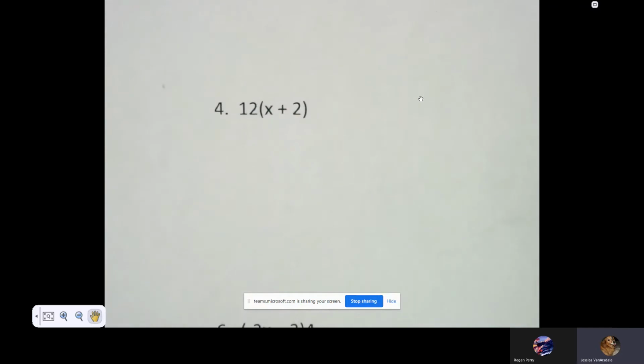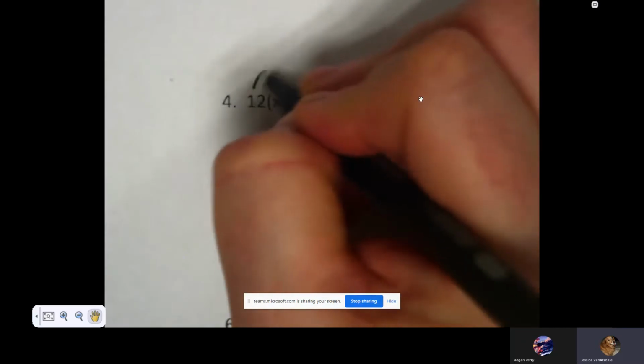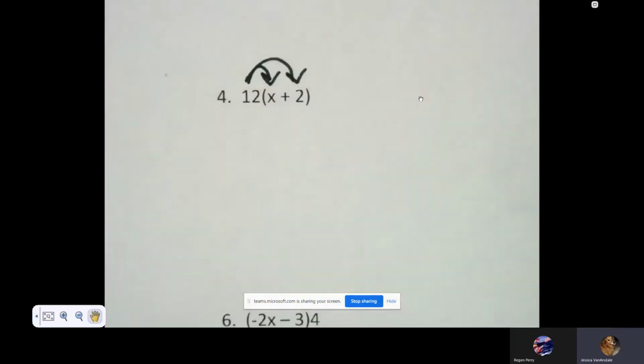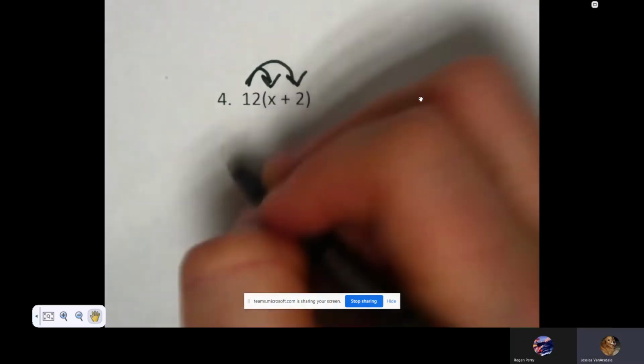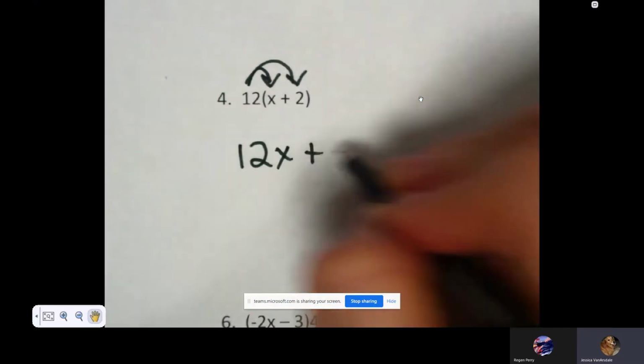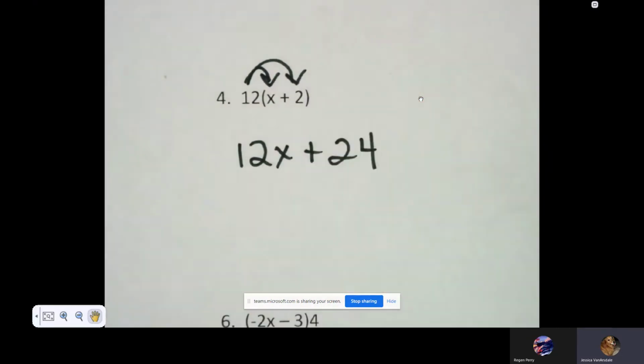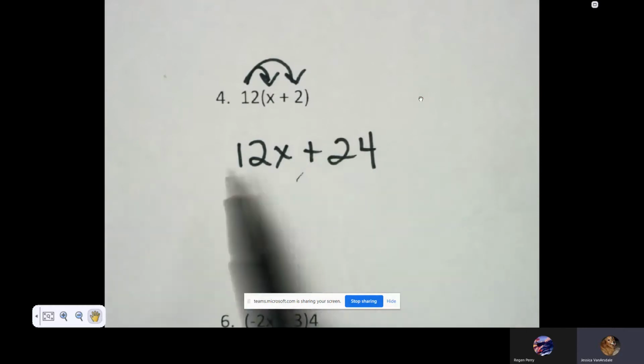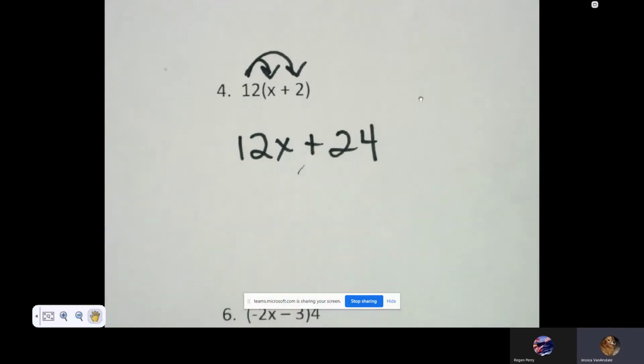Pretty sure I got number 4 right. All right, what'd you do? Let's multiply it out first. So we distributed the 12 to both terms. What's the first one? 12 times x, which is 12x. And then 12 times 2 is 24. Easy as pie. We can't combine these anymore because this doesn't have a variable x and they're not the same. So that's it.